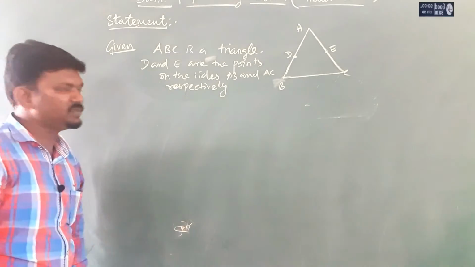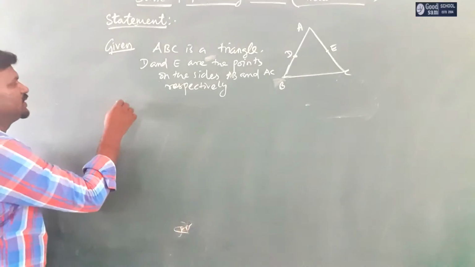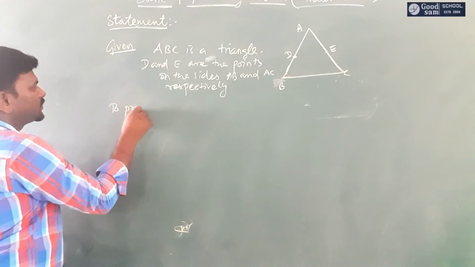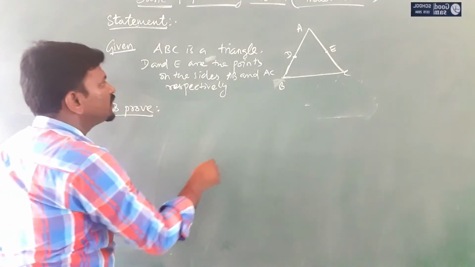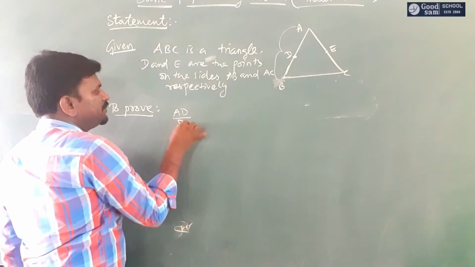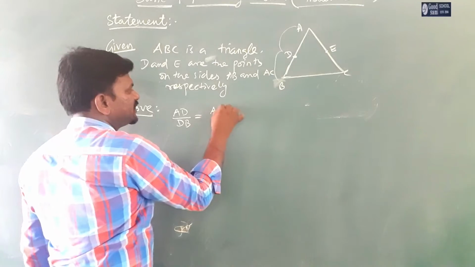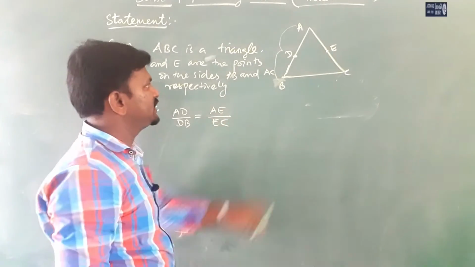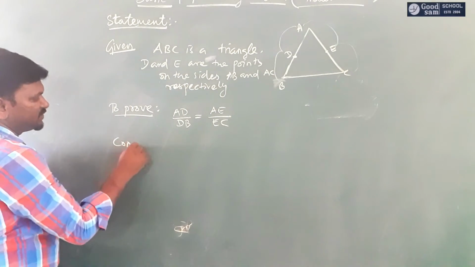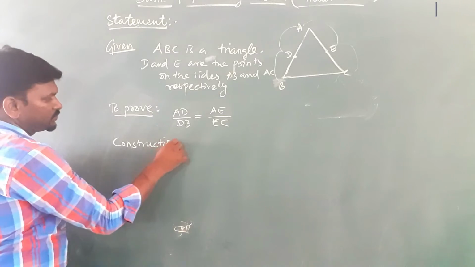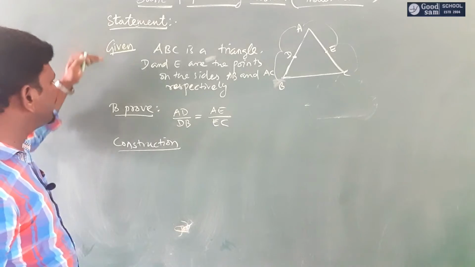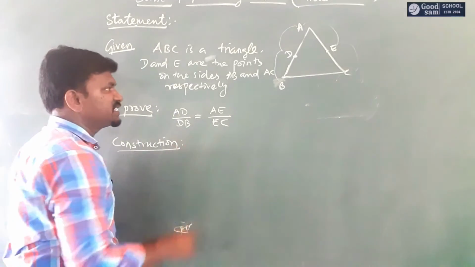So what we have to prove is AD by DB is equal to AE by EC. Then construction. In all theorems, all these steps will be there: statement, given, to prove, construction. Construction is additional work.